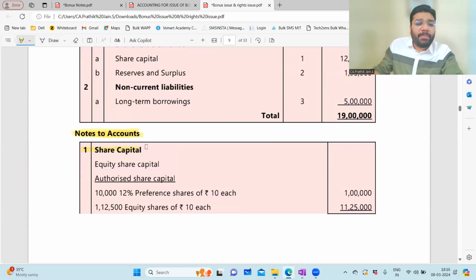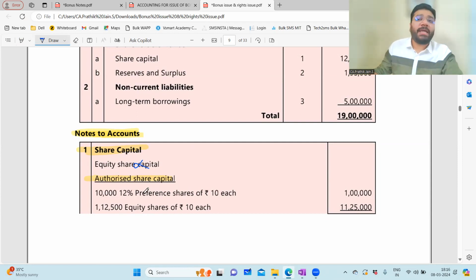First one is share capital, note number 1. Under that, the point on authorized share capital is not required here. Heading, note number 1, share capital. Next is authorized share capital. Please tell me, what is the authorized share capital for preference shares?